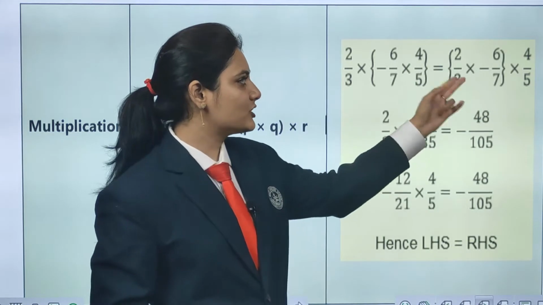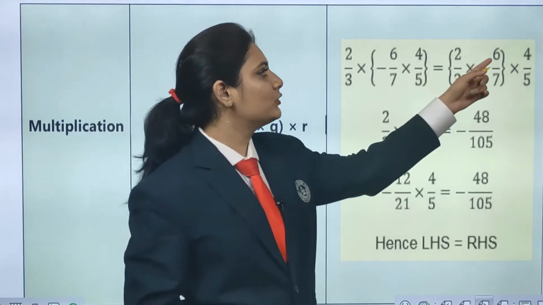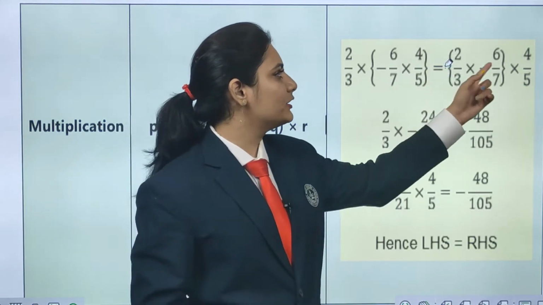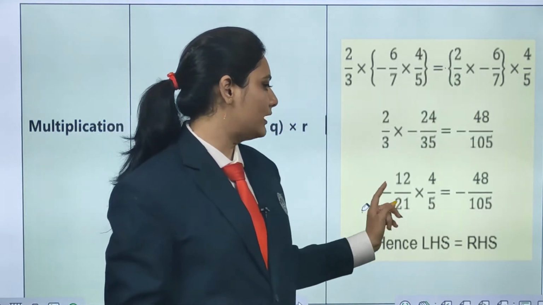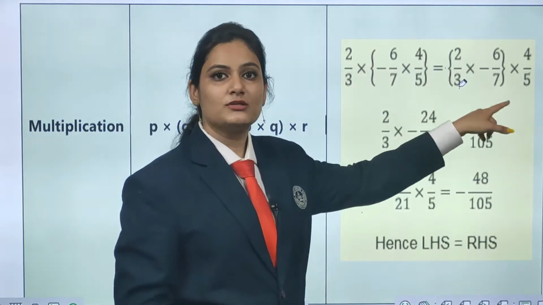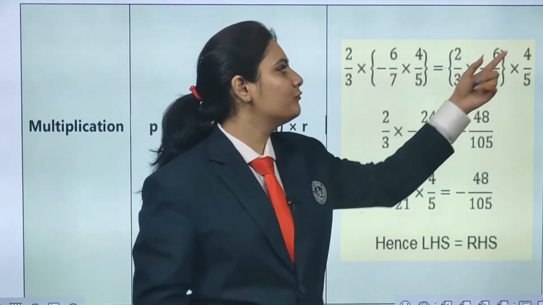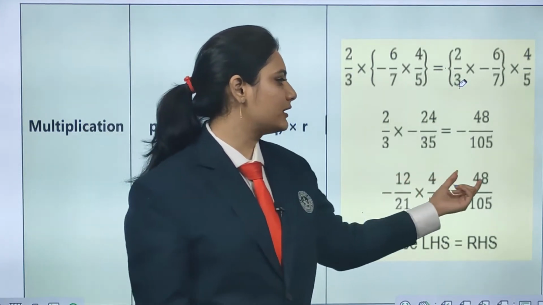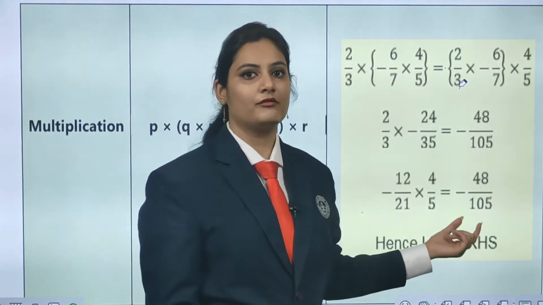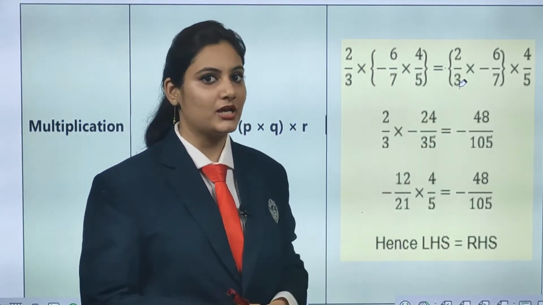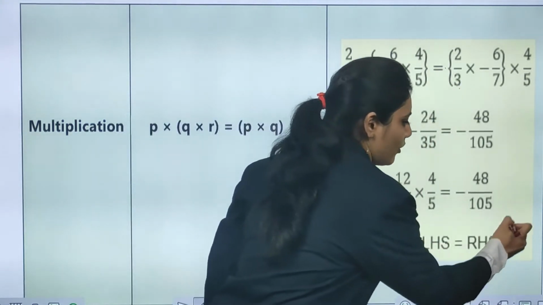Now RHS we will take here. 6 into 2 it is 12 and plus into minus is minus 12. 7 into 3, answer is 21, into 4 upon 5. So answer is minus 48 upon 105. Now you can see as LHS and RHS both are equal, so multiplication is closed under this property.